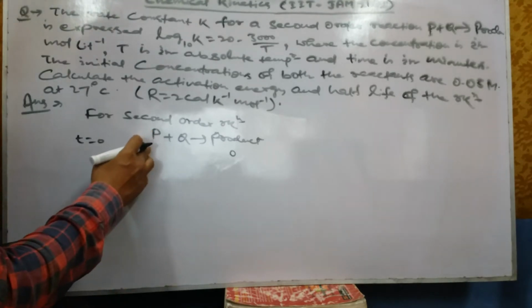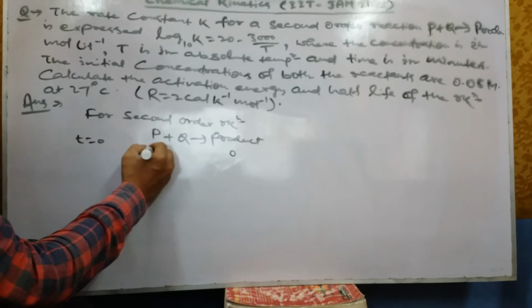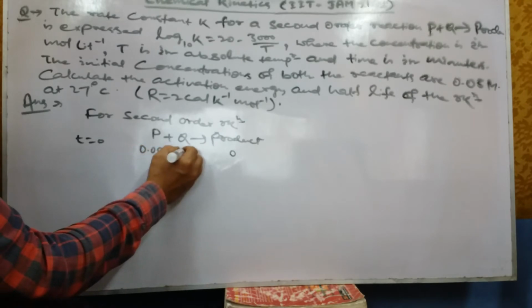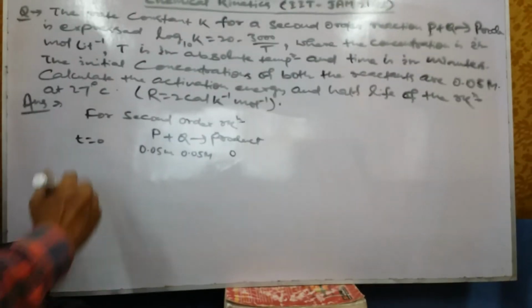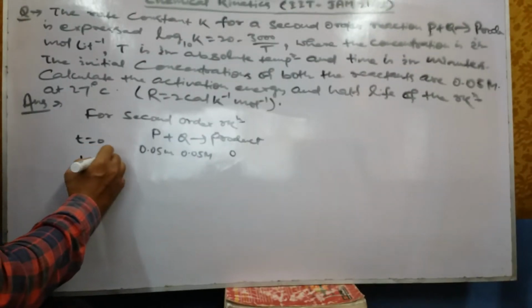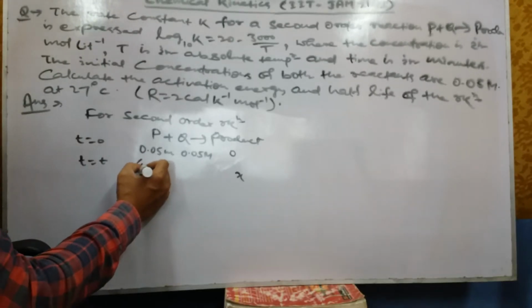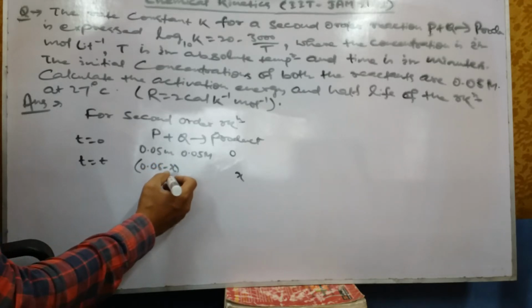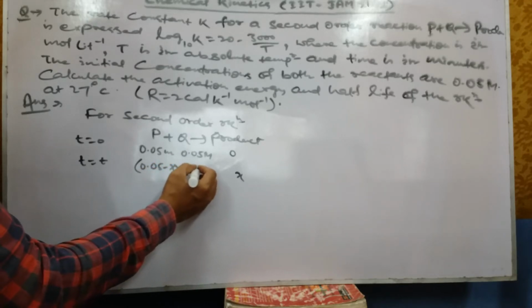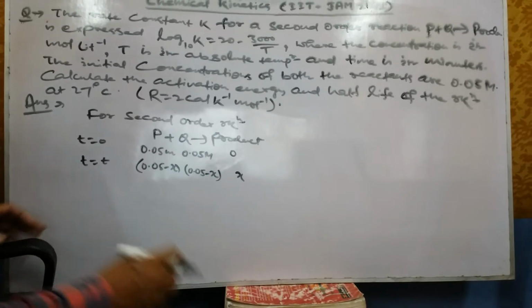Here the concentration of reactant is given. Reactants are 0.05, 0.05. After time t, product will form, then the concentration of reactant will decrease. Then it is written as 0.05 minus x, 0.05 minus x.